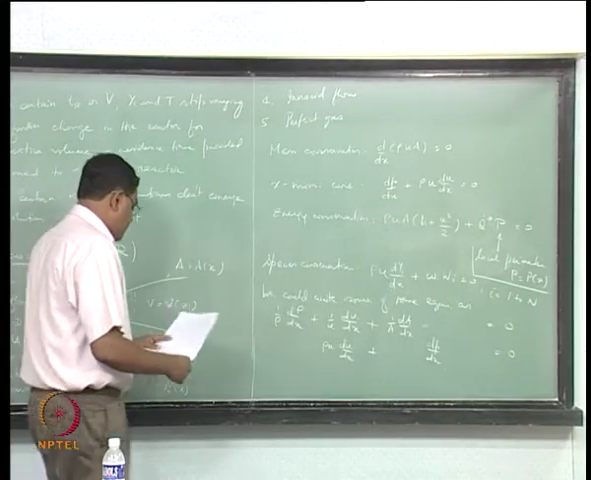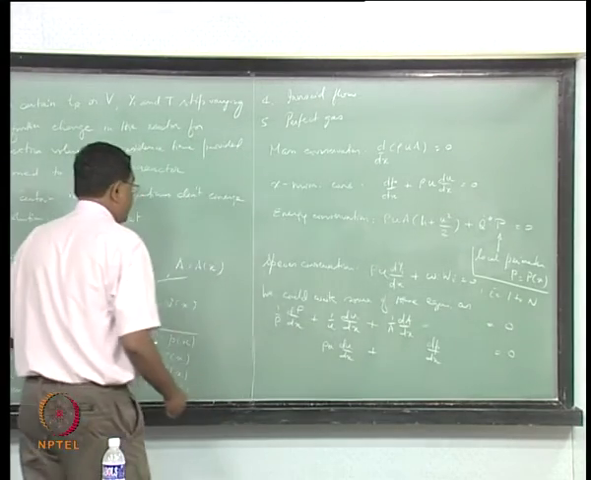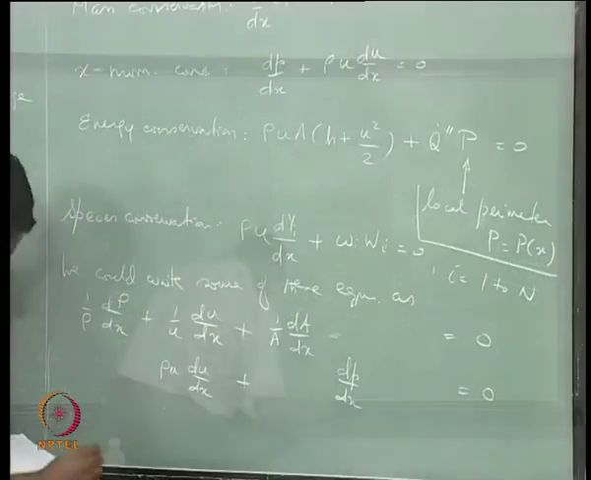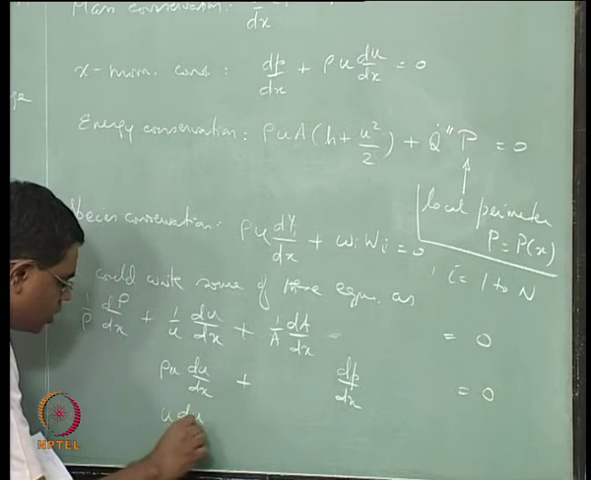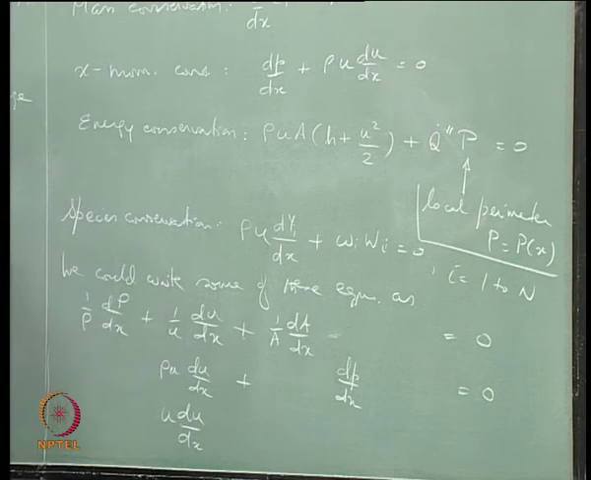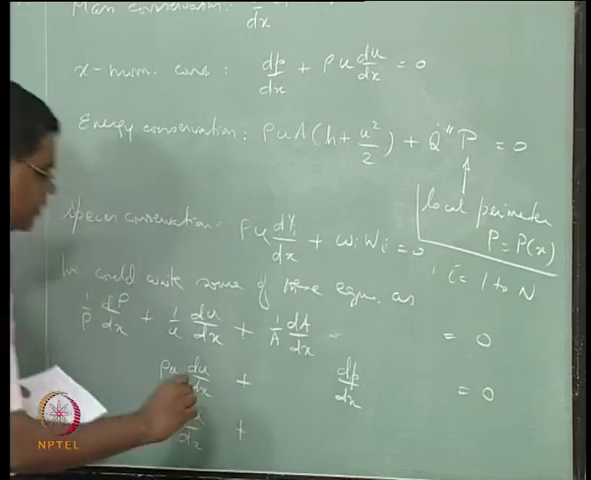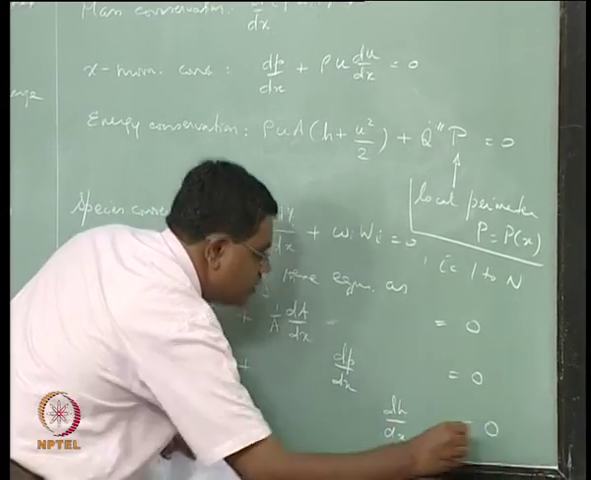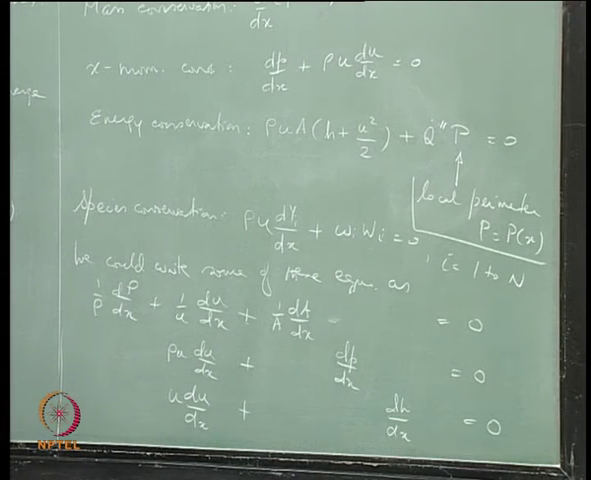The next equation you could write as u du over dx plus dh over dx equal to 0. But for the other ones you have to do some jugglery. So let us try to do that quickly. This is a lot of algebra, so not much point in spending time.